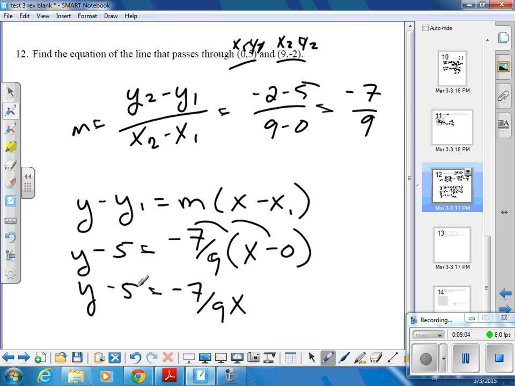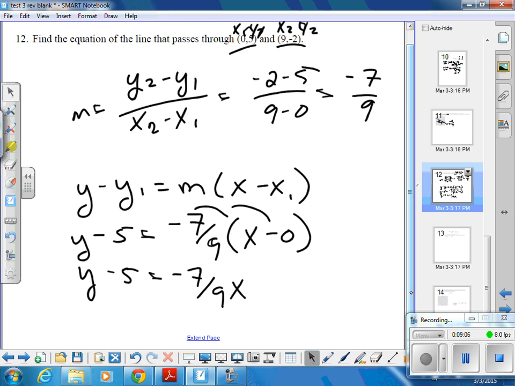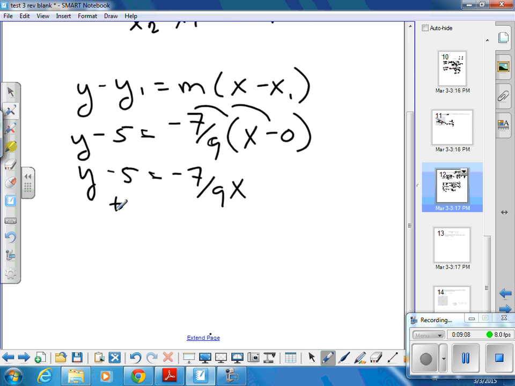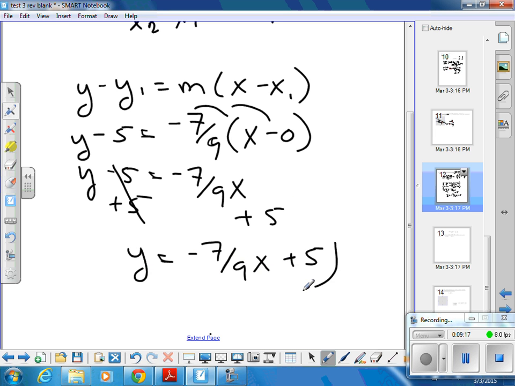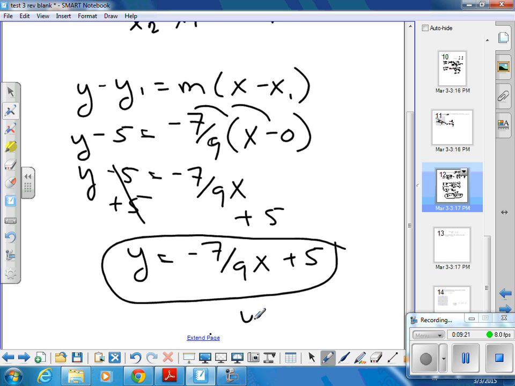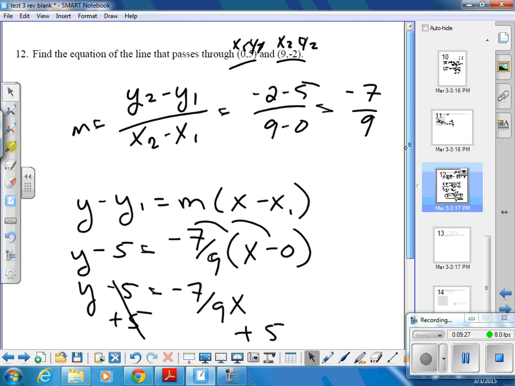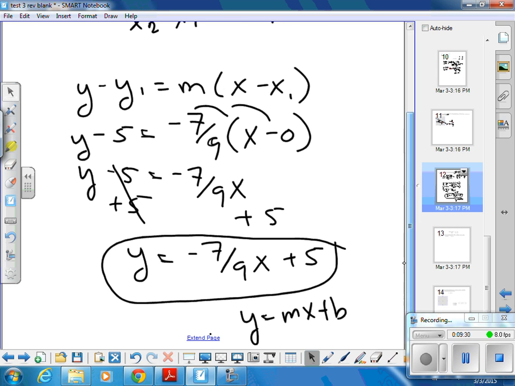y minus 5. Okay? Now, I want to go ahead and bring over the 5. I'm not going to combine it to the fraction because I can't do that. y is equal to negative 7 over 9x plus 5. That is my final answer for my equation. And slope-intercept, remember slope-intercept is y equals mx plus b. Okay? I could have also realized that 0, 5 is the y-intercept and just have gone to the step. I wanted to show you an example involving point slope.